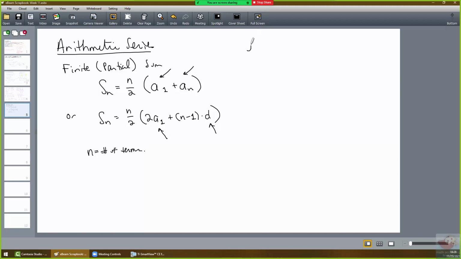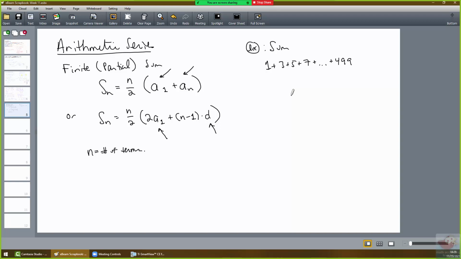So for example, if I wanted to find the sum of 1 plus 3 plus 5 plus 7 plus up to 499. Oh my gosh. First off, notice the terms 1, 3, 5, 7, dot, dot, dot, up to 499 is arithmetic, because we keep adding 2.